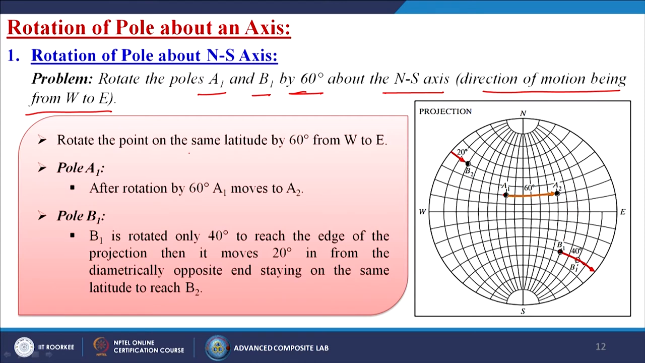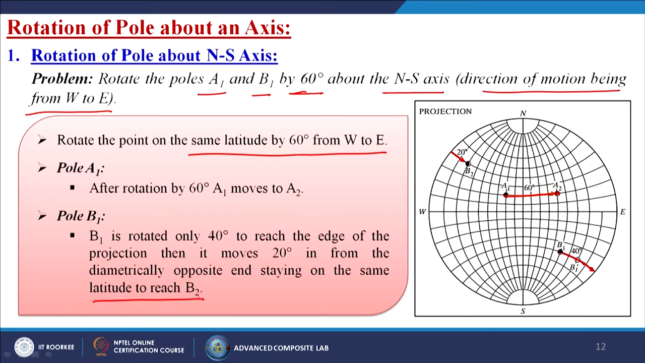So, rotate the point on the same latitude by 60 degree from west to east, pole A1. After rotation by 60 degree, A1 moves to A2, it is very straightforward. So, with 60 degree rotation it comes to the A2 point. For B1, B1 is rotated only 40 degree to reach the edge of the projection, then it moves 20 degree in from the diametrically opposite end, staying on the same latitude, to reach B2.